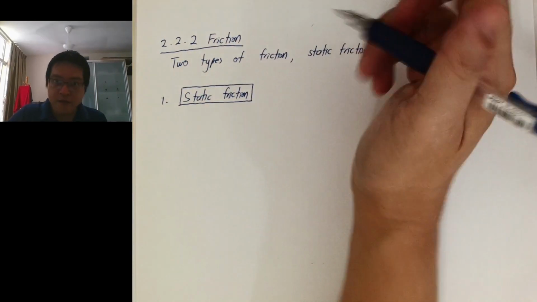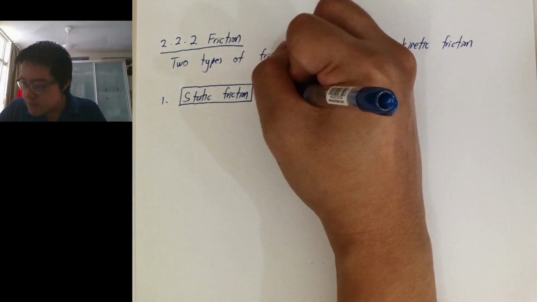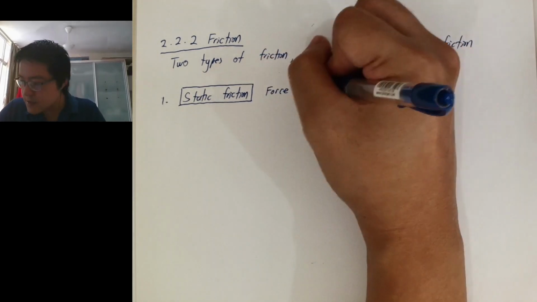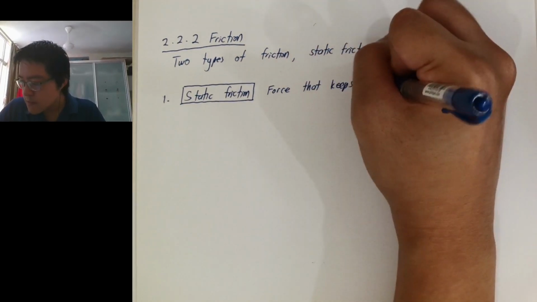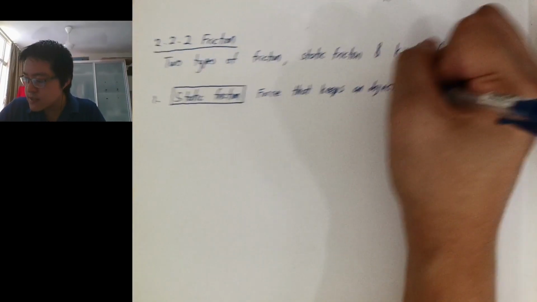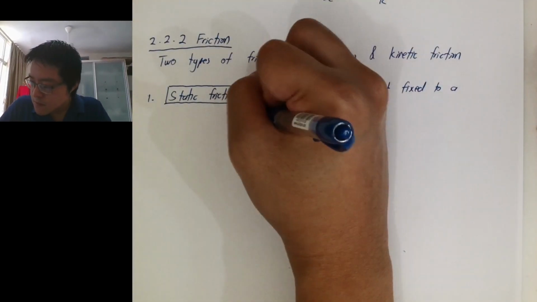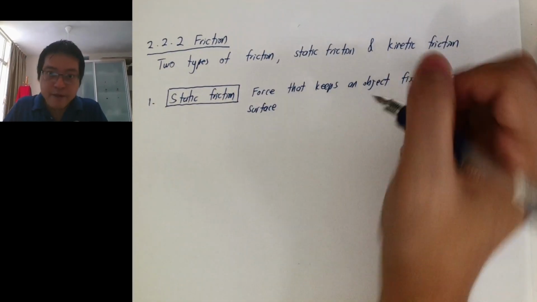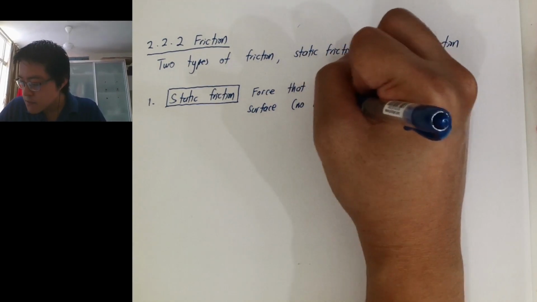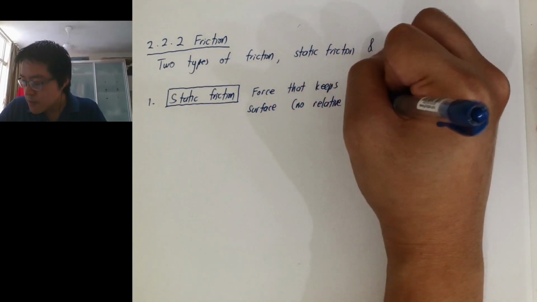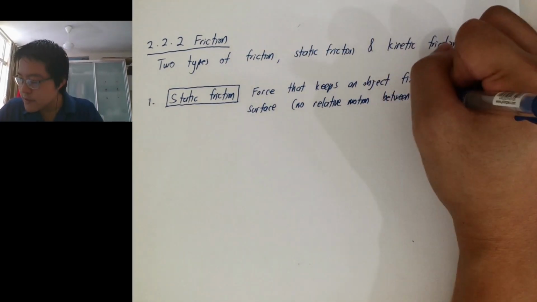But in terms of our physical definition, what is static friction? It is the force that keeps an object fixed to a surface. Okay, so fixed to a surface means there is no relative motion between the object and surface.